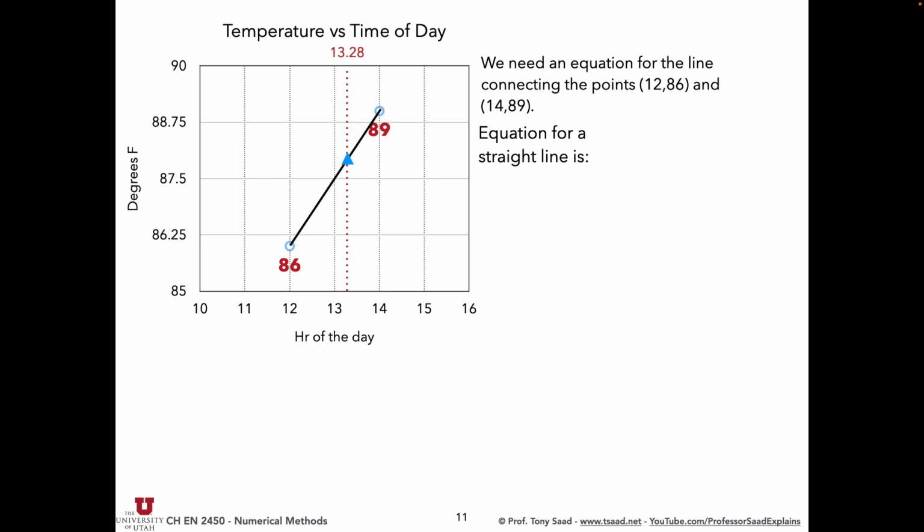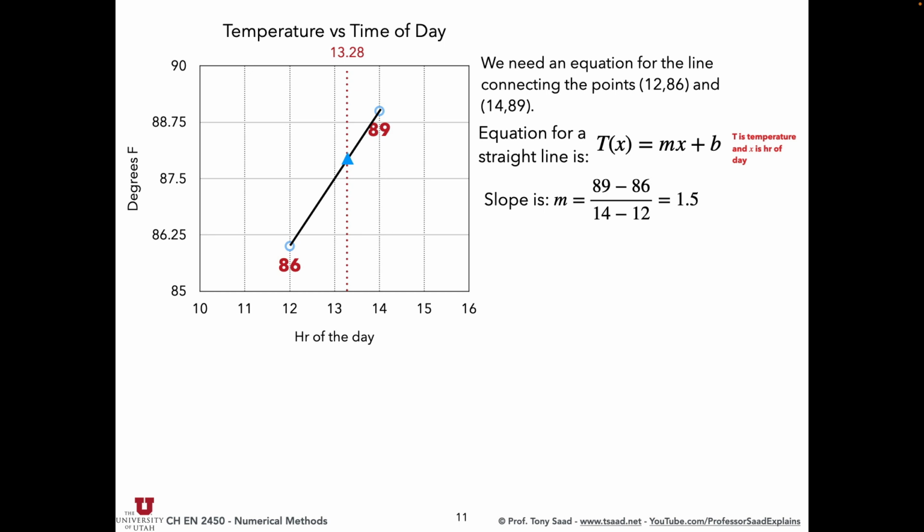All right. So the equation for a straight line, in this case, T of x, or temperature, as a function of x. X is really time of day. I could have used lowercase t if you want. Equal mx plus b. We know m is the slope, and t is the temperature. The slope is simply the rise over run, which is 89 minus 86, right? That's the rise going from this first point to the next point. It's 3 over 2, which is 1.5.